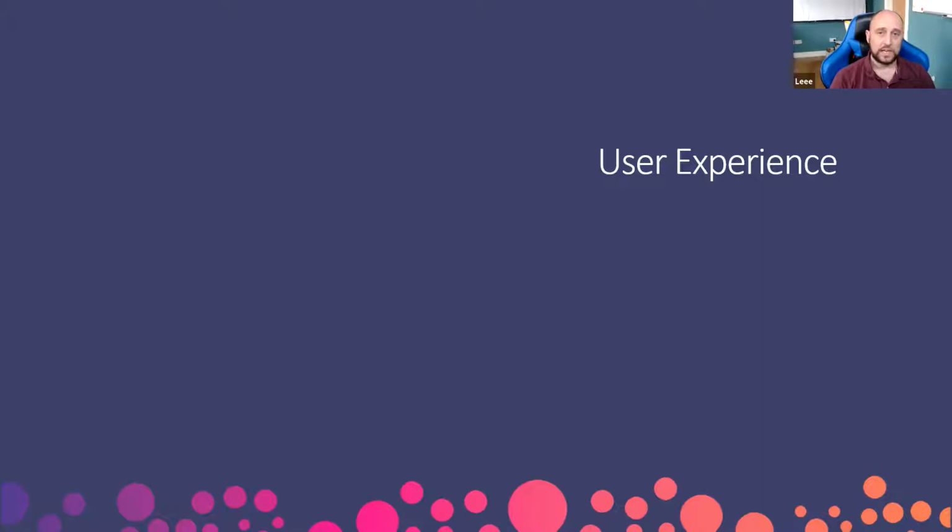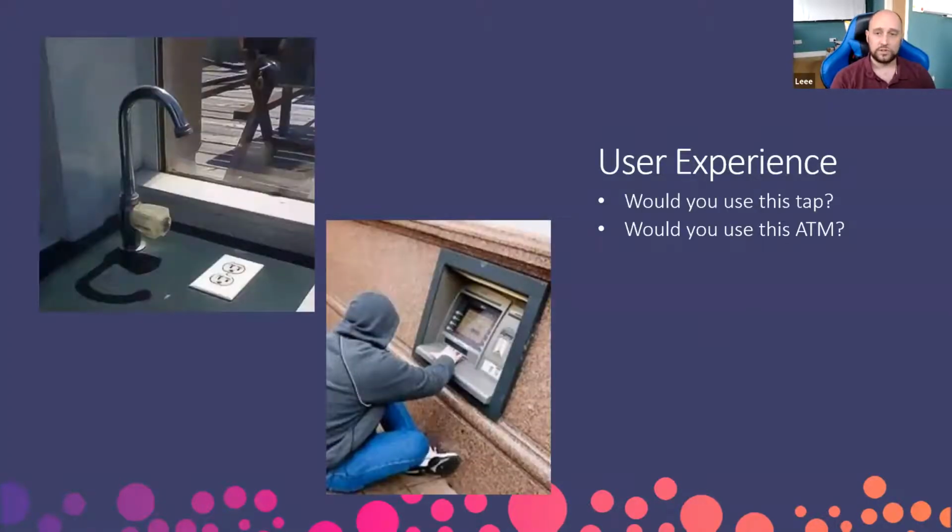But as an example, who wants to wash something under that tap? You're not going to rinse anything under there because you're going to get electrocuted. It's going to lead to a bad user experience. This guy using the ATM has got to sit on the floor because the ATM is mounted so far down in the wall. That's a bad user experience. I mean, especially if it's raining, right?